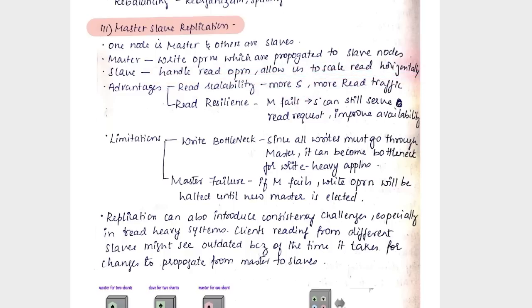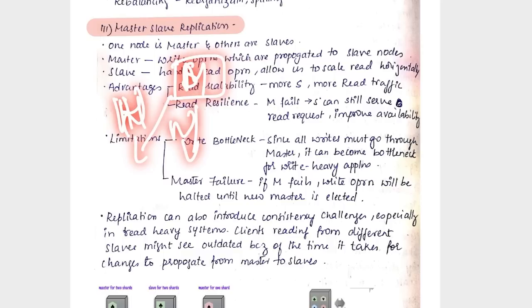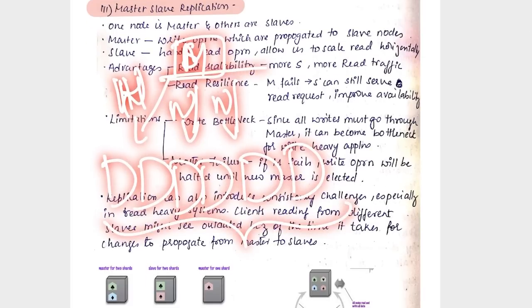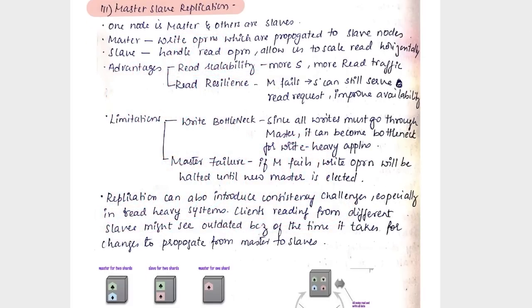What are the advantages? The first advantage is read scalability. That is, by adding more slave nodes, the system can handle more read traffic, right? So there is a master here, which is handling the write operation, and if there are multiple slave nodes, they could read the data efficiently, thereby increasing the scalability. Then we have read resilience. Read resilience means if the master node fails, then the slaves can still serve a read request, and thereby it will improve the availability aspect.